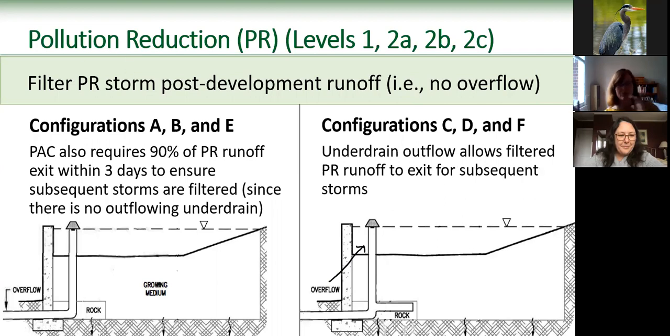Configuration A, B, and E are a little bit different than configuration C, D, and F because A, B, and E don't have that under drain that exits the facility. So the pollution reduction, this applies to level 1, 2A, 2B, and 2C. And this is for all of the facilities except for the ones that discharge to the combined sewer where it's treated at the wastewater treatment plant.